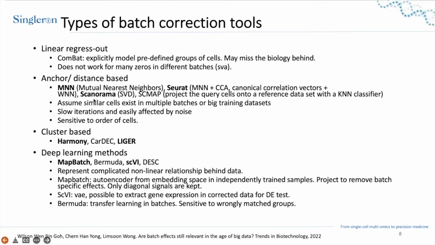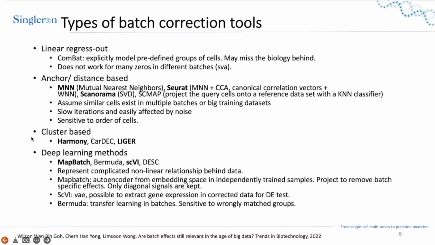And then Scanorama used SVD for the batch correction. For the anchor or distance-based methods, it assumes similar cells exist in multiple batches, or it assumes there is a big training data set. It can be relatively slow, and it is sensitive to the order of cells.